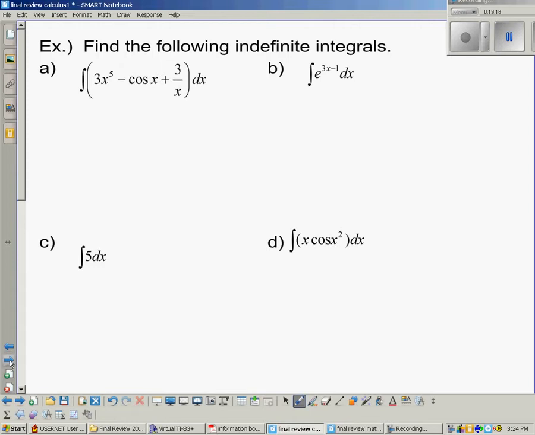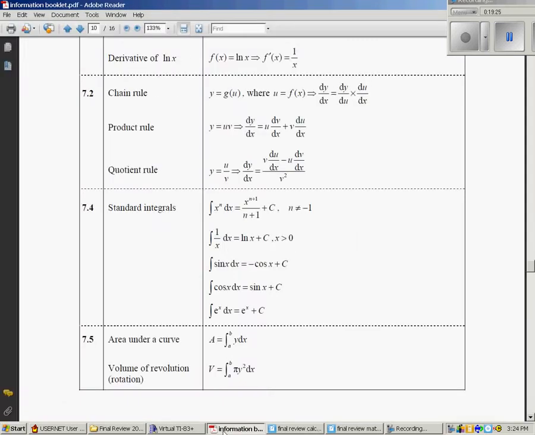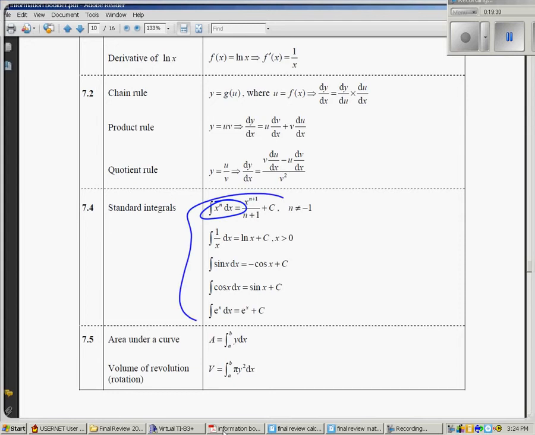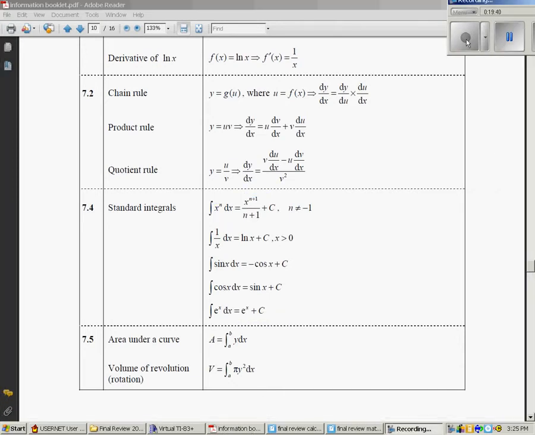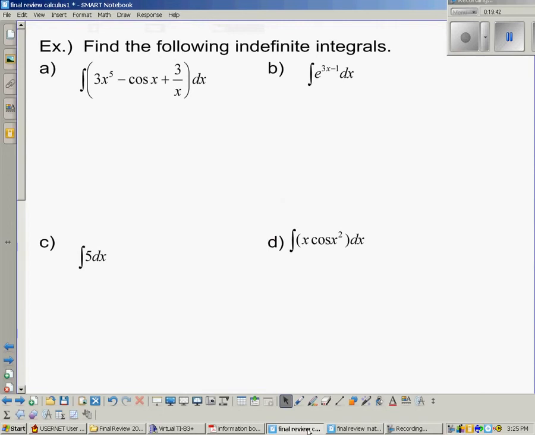All right, indefinite integrals. So there are rules for indefinite integrals given in your formula booklet. Right here. Standard integrals are right here. Or in that little handout that I gave you. Okay, so taking a look here at 3x to the 5th. If we know our rules of differentiation really well, that will get us through most of our integration anyways.